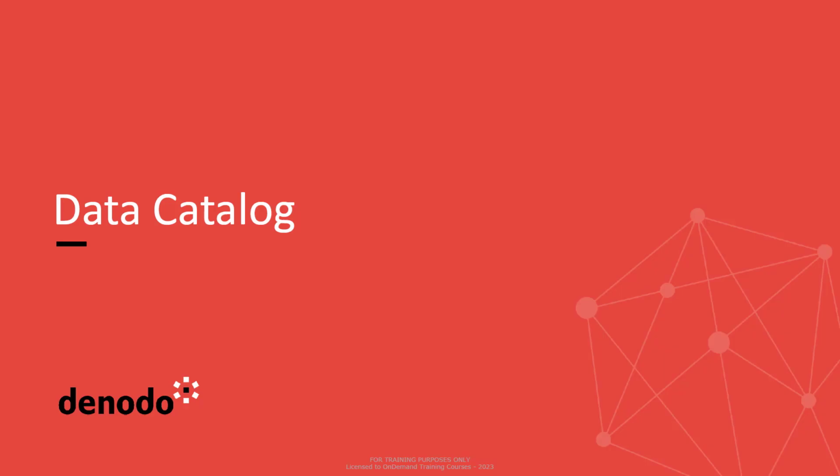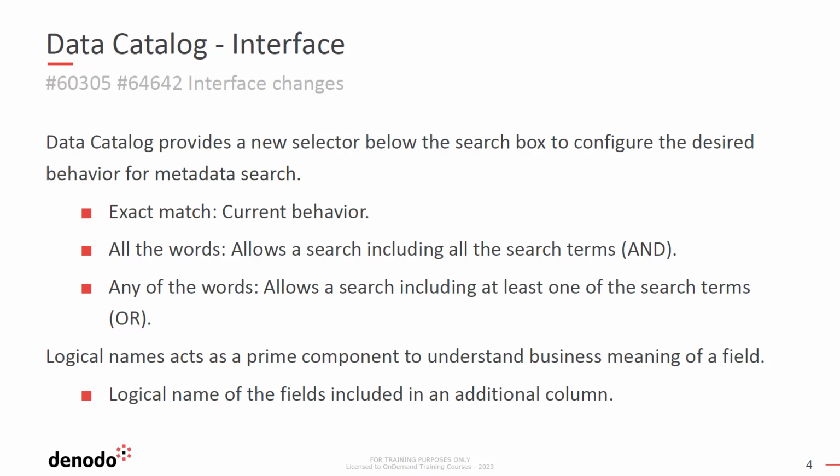We will review the features added to the data catalog. Data Catalog has upgraded the search with advanced search options. Now you can find three modes of searching. Exact match. This is the default option. Only the elements with the exact sequence of terms in the order you entered will be returned when you search for an exact phrase.